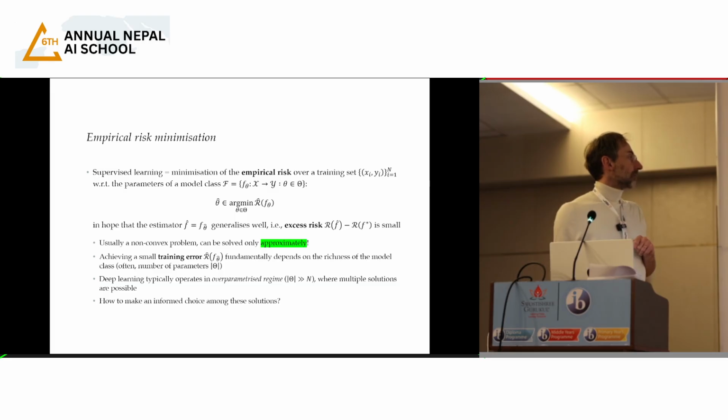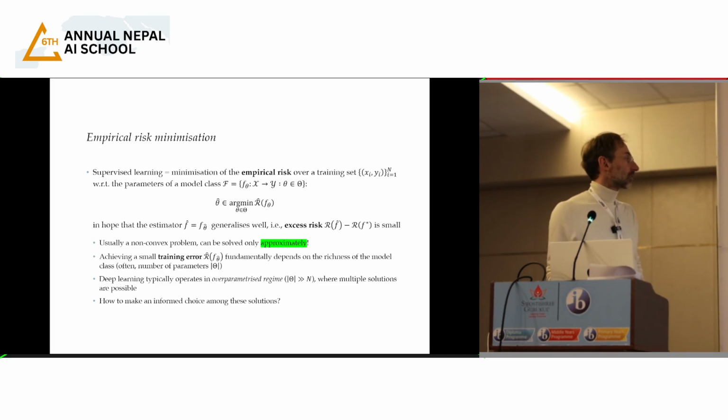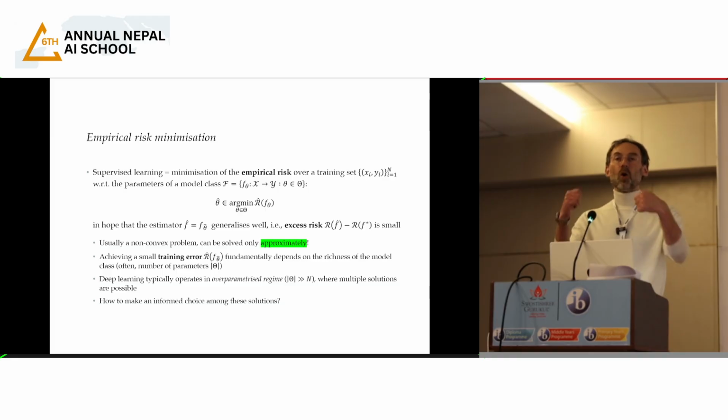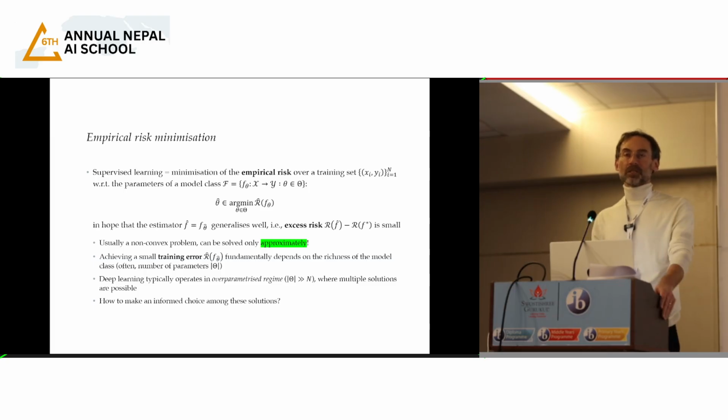What is also important is that because we use optimization algorithms to find this optimal estimator, we are not always able to do it. We can try to achieve a small training error. Being able to achieve it fundamentally depends on how rich our model is, so whether we can overfit the training set. This is how it is often called. In typical settings, deep neural networks have a lot of parameters. If the training set is small, you can overfit it. So we have multiple solutions, and you need to be able to choose the best solution out of these many possibilities.